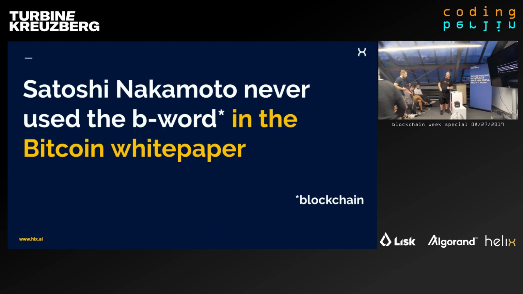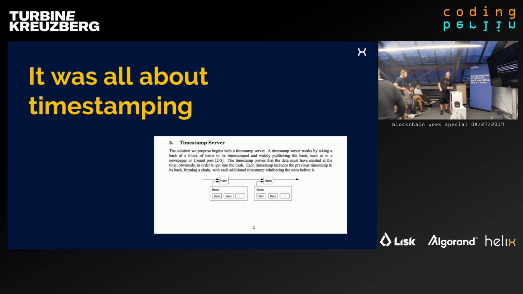So we start with the basics, with Satoshi. If you remember, Satoshi Nakamoto never actually used the B word, the blockchain word, in the Bitcoin white paper. It was introduced later on, and what he actually called this thing was a timestamp server. He explicitly writes there, "The solution for electronic cash begins with a timestamping server." And this is actually the initial point to depart from.